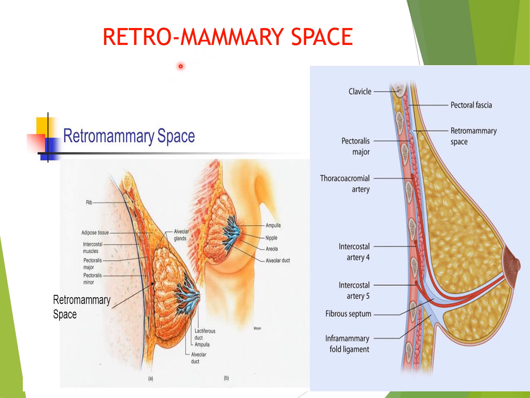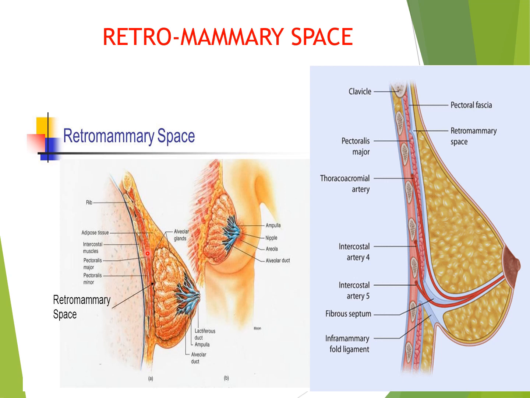The next slide is the retromammary space. What is this retromammary space? This space contains loose connective tissue. A loose connective tissue intervenes between the base of the mammary gland and the deep fascia covering the structures which are forming the mammary bed. So what are the structures forming the mammary bed? Pectoralis major, serratus anterior.